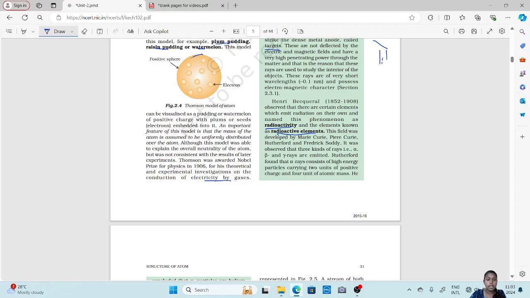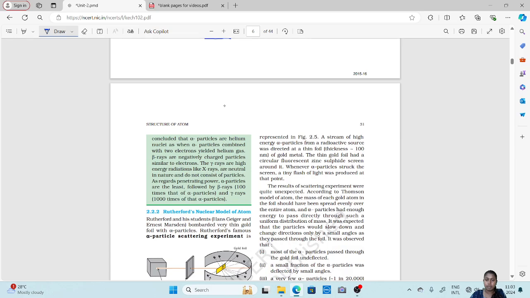It was observed that three kinds of rays, alpha, beta and gamma rays, are emitted. Rutherford found that alpha rays consist of high energy particles carrying 2 units of positive charge and 4 units of atomic mass. He concluded that alpha particles are helium nuclei, as when an alpha particle combines with 2 electrons, it yields helium gas. Helium has the atomic number of 2. So he said alpha particles are helium nuclei.